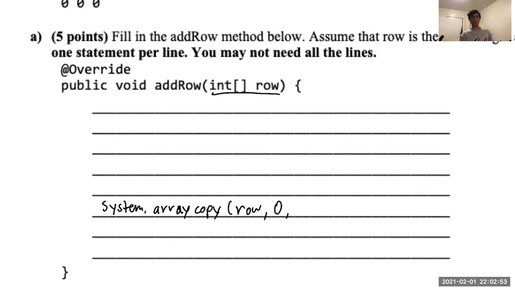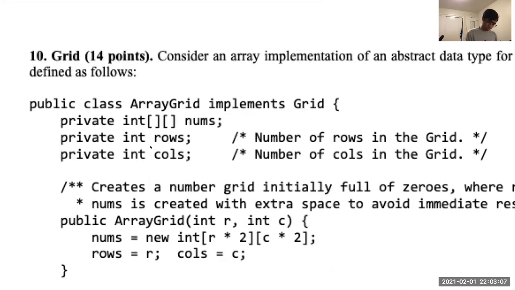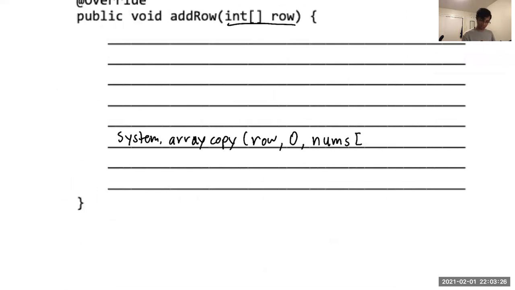The next argument is going to be the destination. Where are we trying to put the data? In this case, we want to put it in nums of rows. The reason we use rows is because we're adding this row to the end of our 2D array. If we want to add it to the end, we need to put it in the last row, which is given to us conveniently by the rows argument. You might already see where this might go wrong, and we'll get to that in a second.